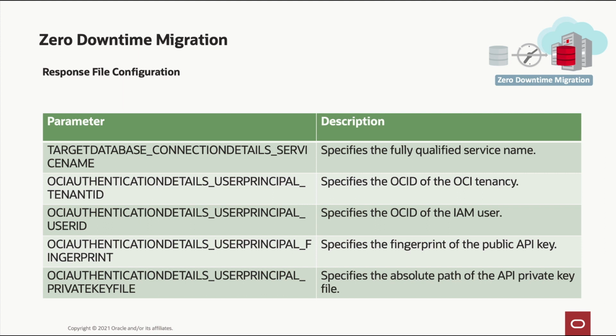First, for the target database, the connection detail service name, which specifies the fully qualified service name. We also have the OCI authentication details: the user principal tenant ID, which specifies the OCID of the OCI tenancy; the user principal user ID, which specifies the OCID of the IAM user; the user principal fingerprint, which specifies the fingerprint of the public API key; and the user principal private key file, which specifies the absolute path of the API private key file.